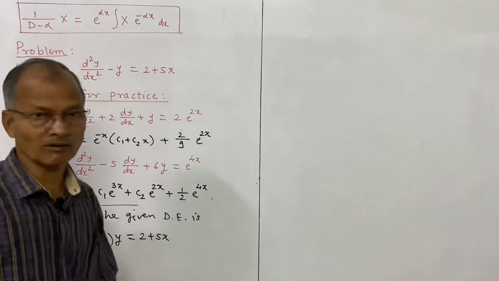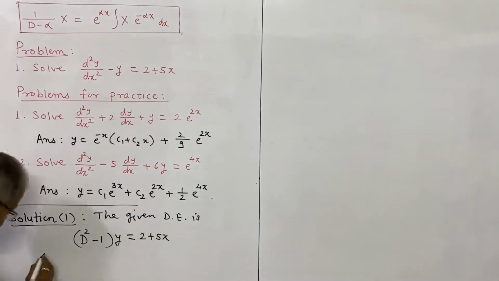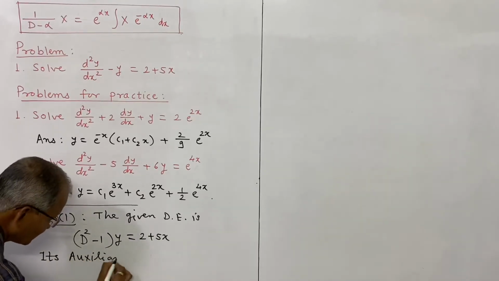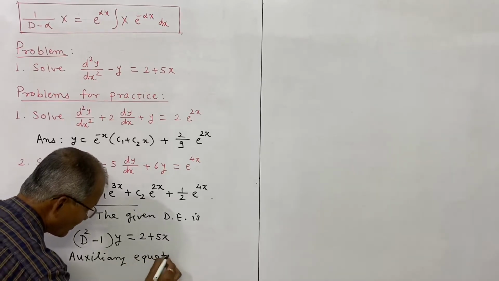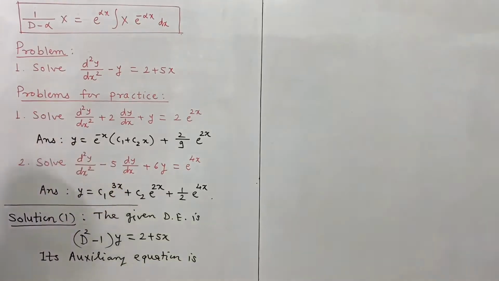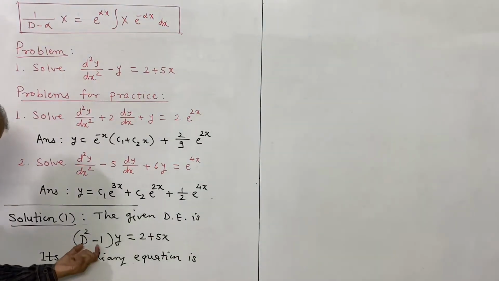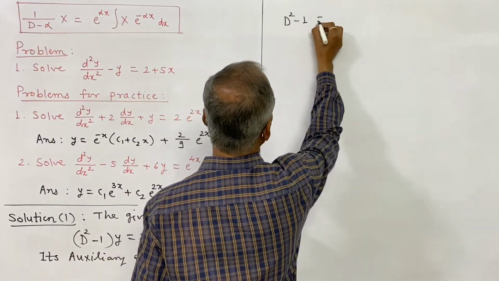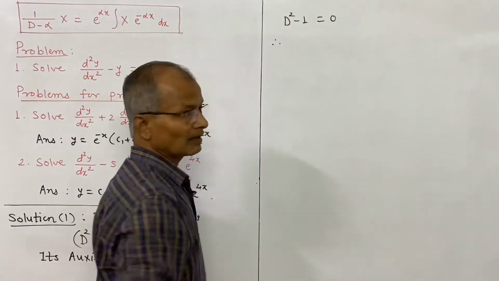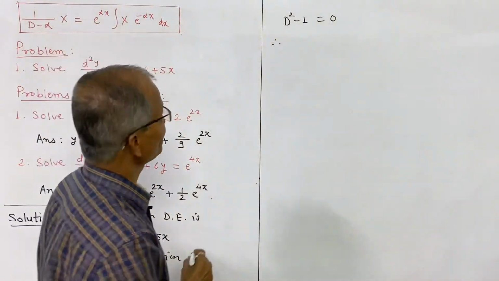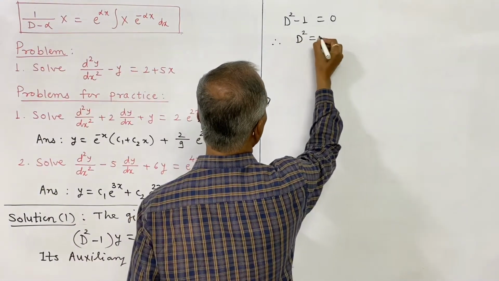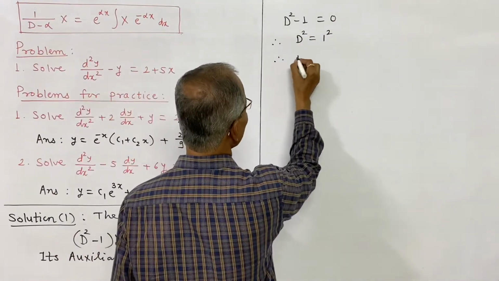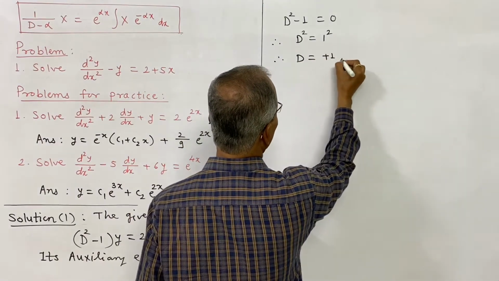We shall first find the complementary function. Its auxiliary equation is, we know, f of D is equal to 0. That means D square minus 1 is equal to 0. We have to find the roots of this equation, that is the values of capital D. So this gives D square is equal to 1, and therefore taking the root we have D is equal to plus 1 and minus 1.